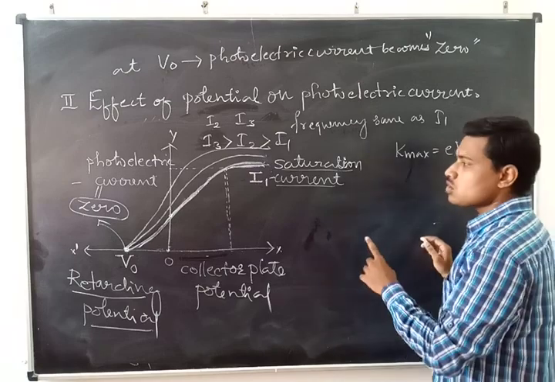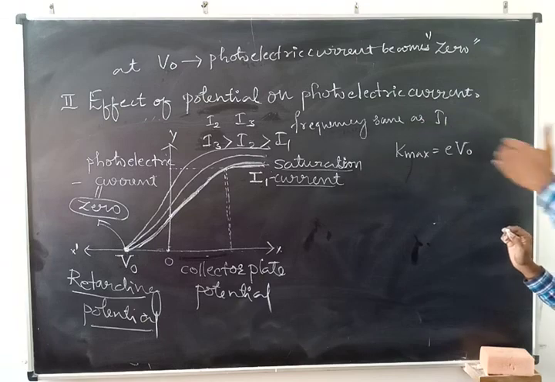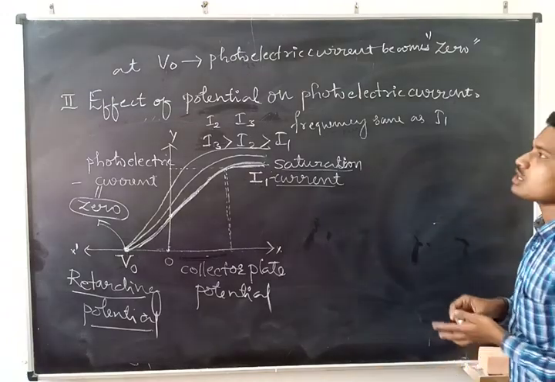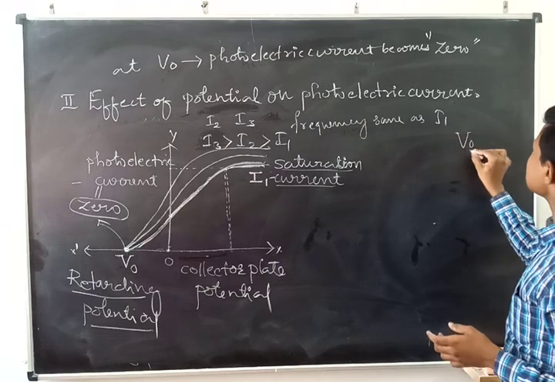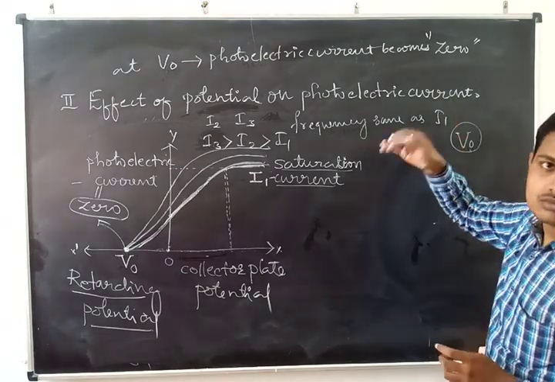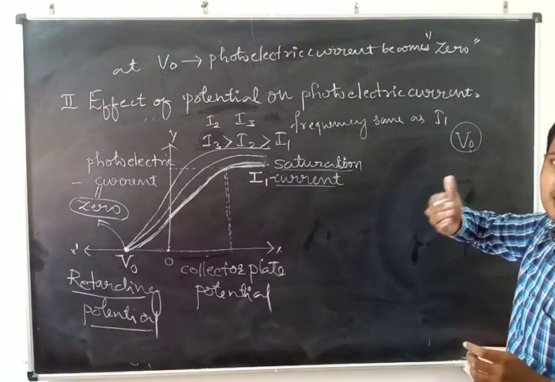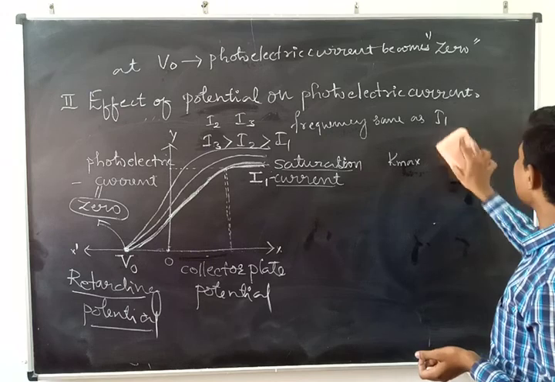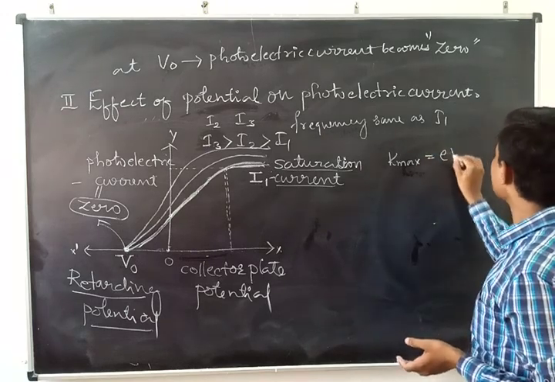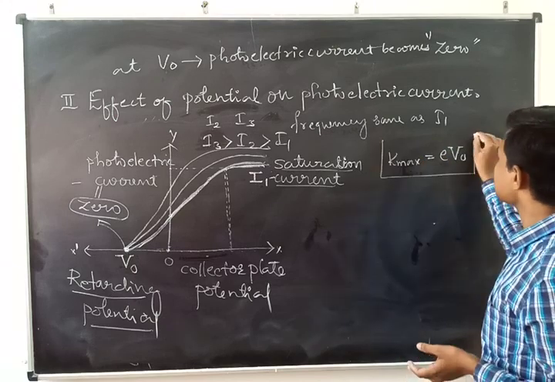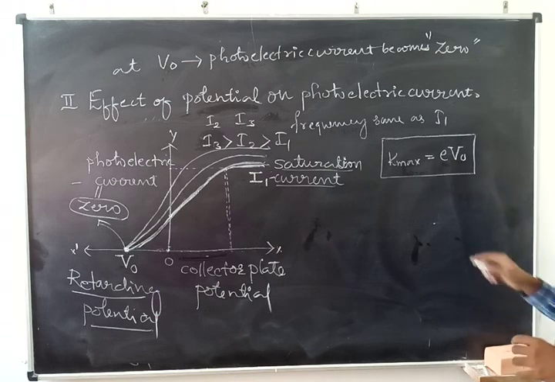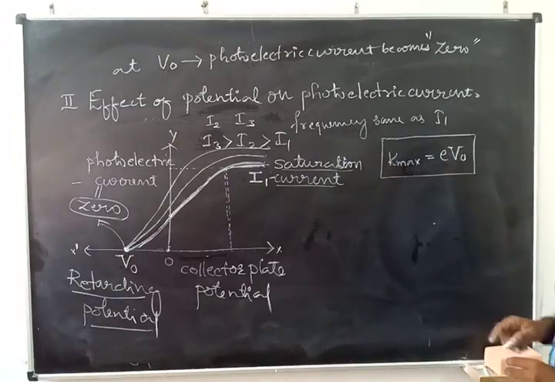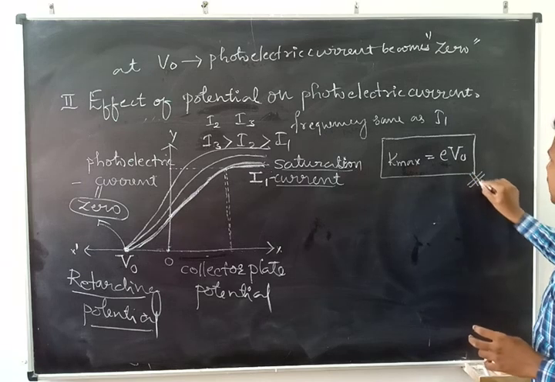And another point: from this study, what we can conclude is that at the stopping potential V0, the stopping potential performs work on the electrons, work to repel the electrons. Therefore the kinetic energy is maximum for the electron corresponding to this V0, and therefore Kmax is equal to eV0. Here e is the magnitude of charge of the electron, and V0 is the stopping potential. So just remember this equation.